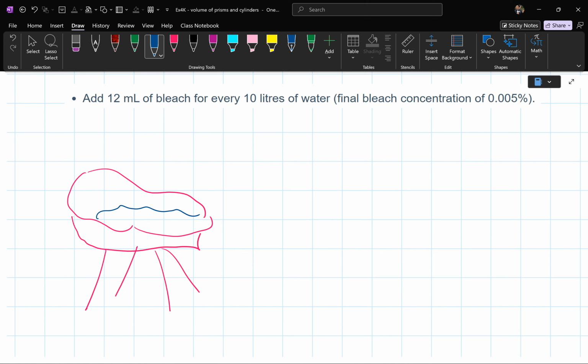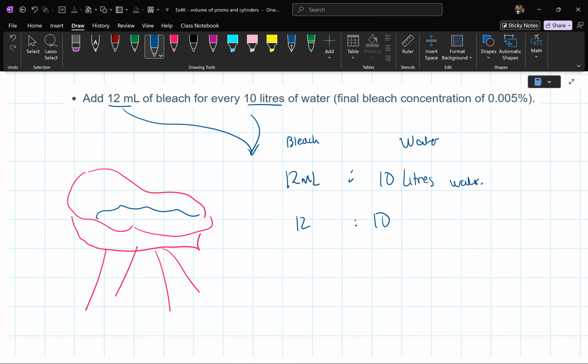Now let's do a bit of calculation here. 12 mils for every 10 litres, so 12 mils of bleach for every 10 litres of water. So it's a 12 to 10. If we work out the percentage, what's that percentage? How would you work that out?